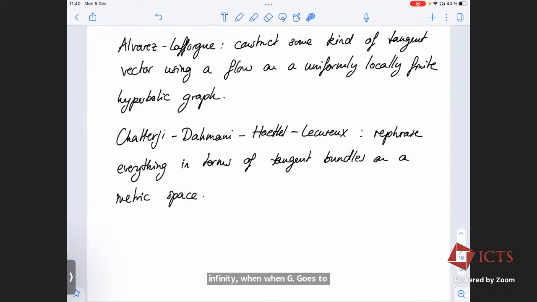Right, and so Alvarez and Laforgue extended this idea to any hyperbolic group, and in order to do that, they constructed some kind of tangent vector using a flow on a uniformly locally finite hyperbolic graph. With my collaborators Damani et al. and Legreux, we rephrased everything in terms of a tangent bundle on a metric space, with moderate success. I have to say the success is not great, in the sense that we have some not very interesting extension of some group acting on an LP space. But what we were really after is the conjecture I told you.